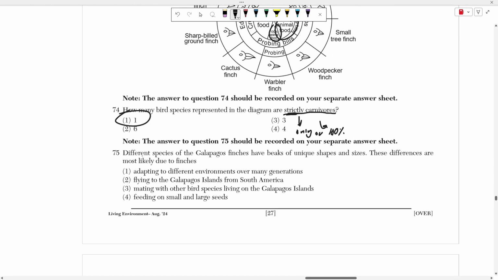75 says different species of the Galapagos finches have beaks of unique shapes and sizes. These differences are most likely due to finches adapting to their different environments. The whole reason why any sort of species has differences within its populations is because over time they adapt to live in their environment, right?